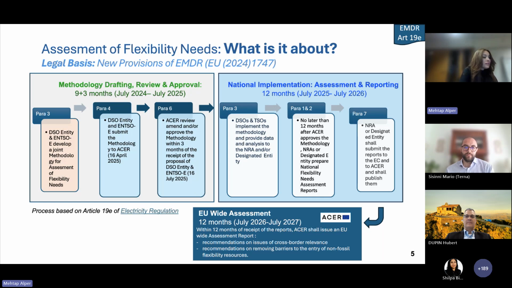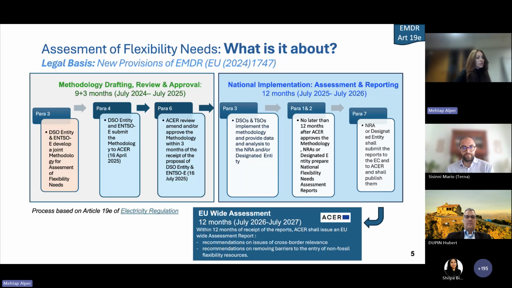Then it will be the national implementation period when member states will take action, and it will cover the assessment of the needs by implementing the methodology, which will be approved by ACER, by system operators, and then providing the data and assessments to the national regulatory authorities or designated authorities at national level. Then the designated entities or regulators will develop the national reports for flexibility needs assessment. At national level also, the timeline is quite tight. It is 12 months in total.